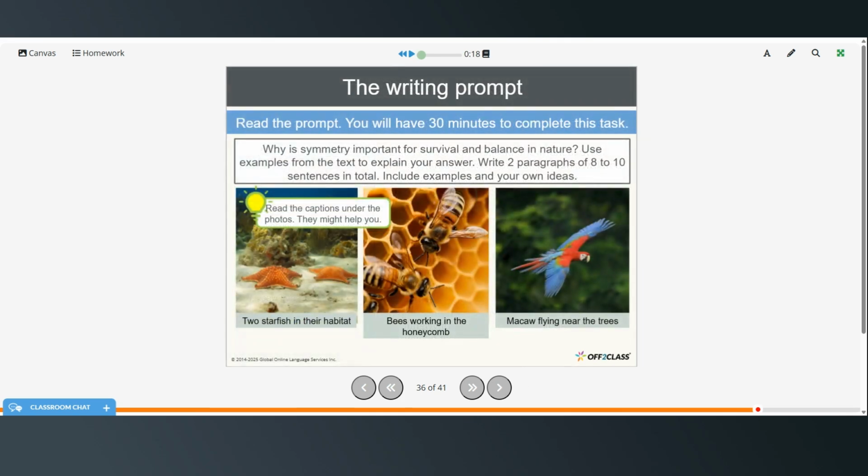Here, read the prompt, and you'll have 30 minutes to complete the task. There's also a reminder to read the captions under the photos because they might help you. Why is symmetry important for survival and balance in nature? Use examples from the text to explain your answer. Write 2 paragraphs of 8 to 10 sentences in total. Include examples and your own ideas.